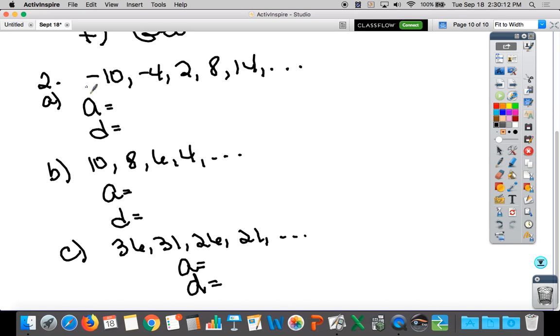Okay, the A's are really easy. They're the first term: negative 10, 10, and 36. To get the common difference, right minus left, so 6, negative 2, and negative 5, I believe. Okay, so now they want us to write the formula. Stop and just watch me and then try to decide which one you want to do. I have a couple of methods to get to this A sub n formula.